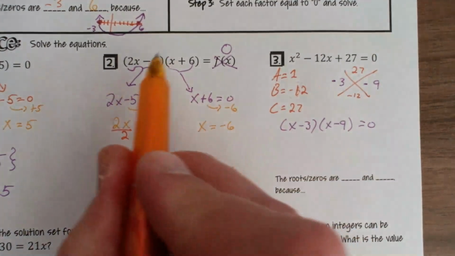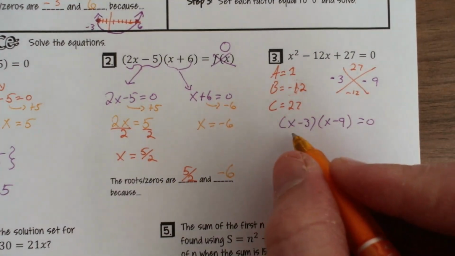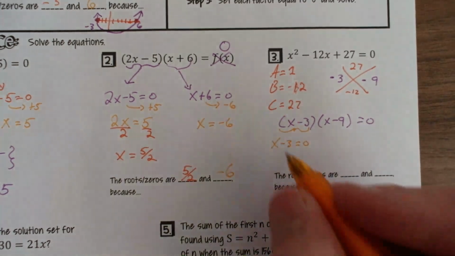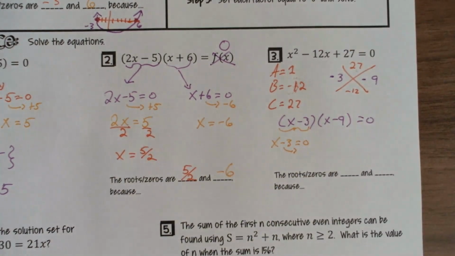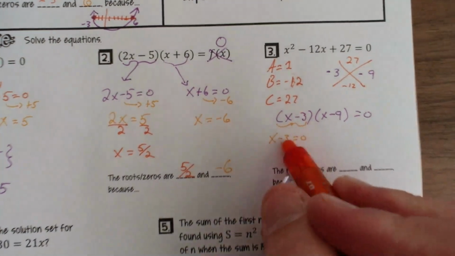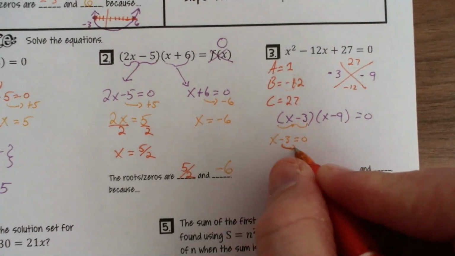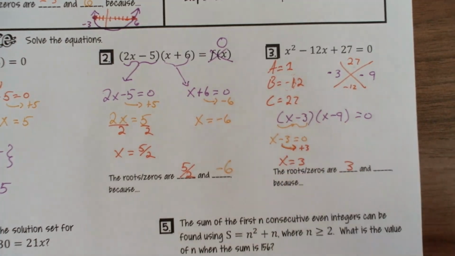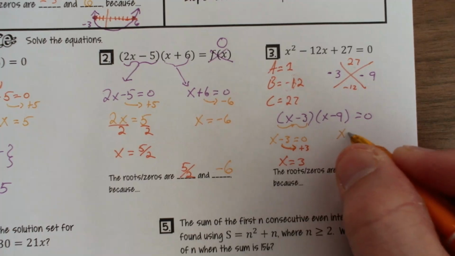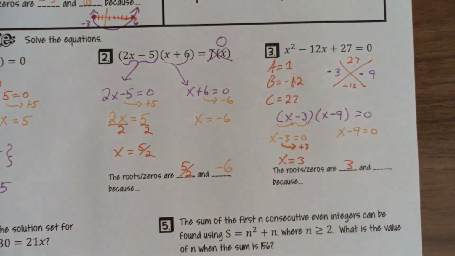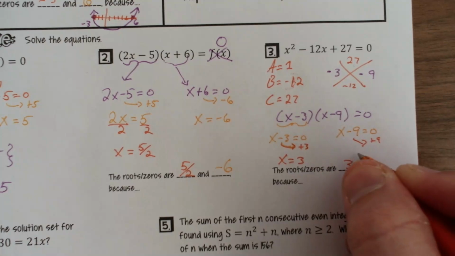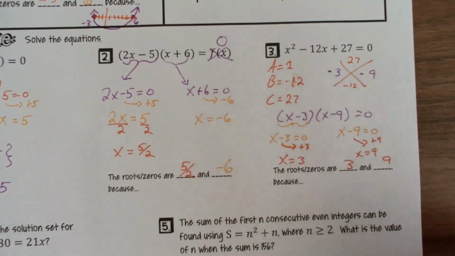So now I'm back to this spot. Now I separate these out. This is x minus 3 equals 0. I move my 3 over. This becomes positive 3. So this is x equals 3. That's one of my roots. The other one is x minus 9 equals 0. I add 9 over. I get x equals 9. So 9 is my other root.